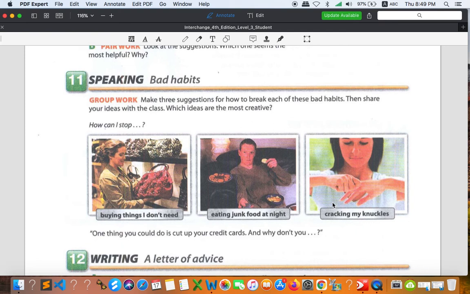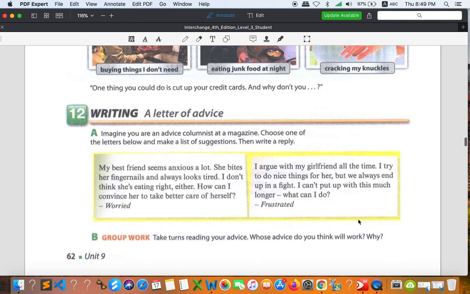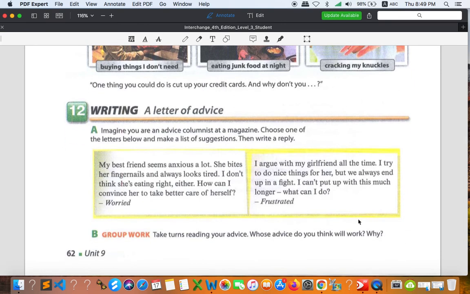I heard somebody say that we will have some kind of problems with our joints whenever we get old. All right, so please stop doing this if you have this kind of bad habit. All right. Okay, so for number 12, we are not going to focus on that, a letter of advice.